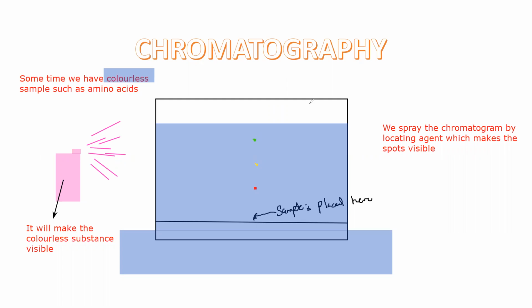So for colorless substances, one more step is there. Whenever we are using a colorless substance, we should use a locating agent. Without using a locating agent, we are not able to see any spots. Is it clear? The concept of a locating agent: it's a chemical or a substance which makes the spots visible for colorless substances.